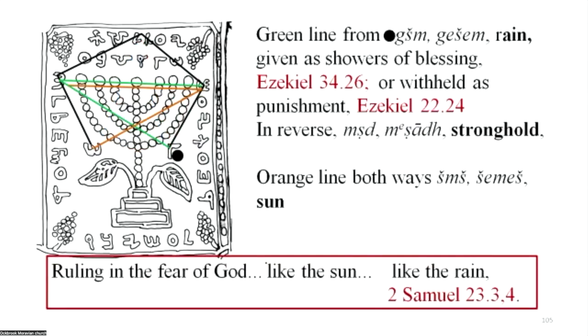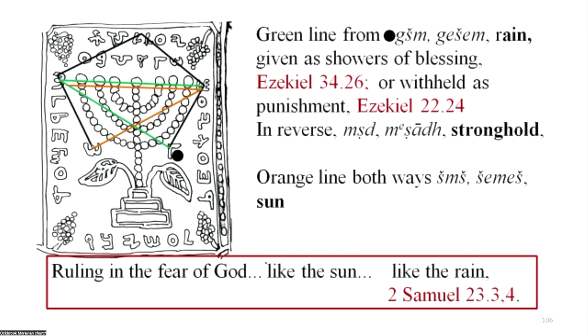Now, these are some of the triangles that show the gifts of the lady. This can get very complicated to show because they start kind of obstructing each other. But the green line from the black dot, that is rain given as showers of blessing or withheld as a punishment. So power over the rain was part of the lady. And if you read that in reverse, it just says the stronghold.